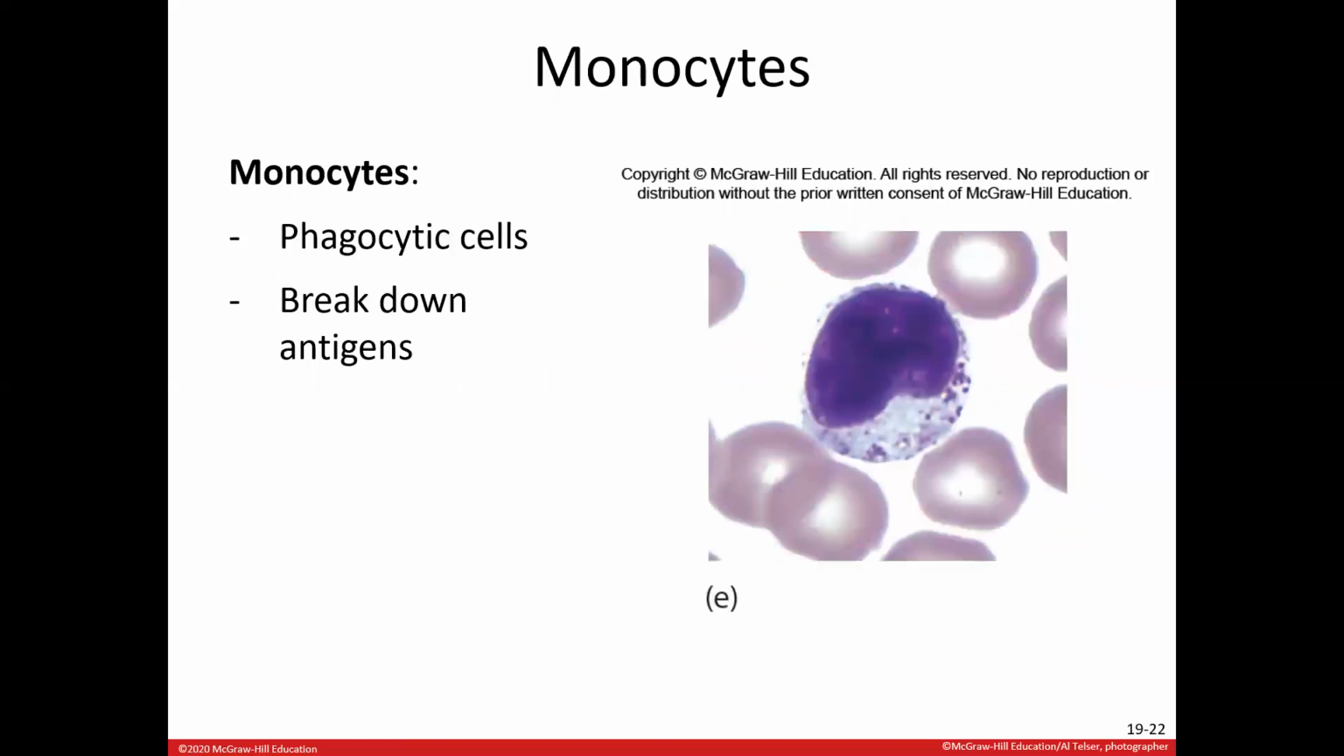And then the second type of agranulocyte and last type of white blood cell are called your monocytes. And these are phagocytic cells, so they're going to phagocytize any foreign agents or foreign materials. And ultimately, their job is to break down those foreign materials, or your antigens.